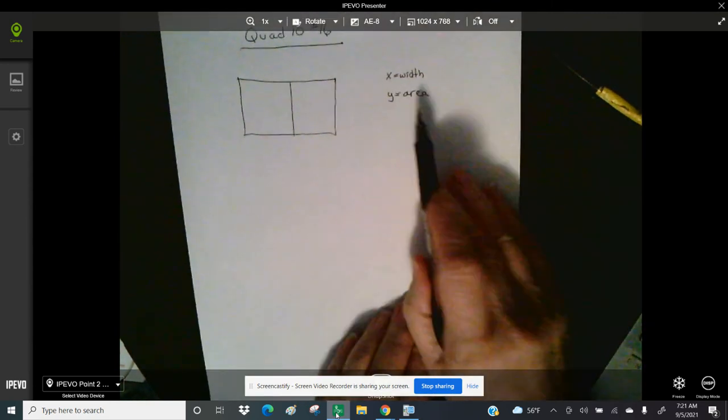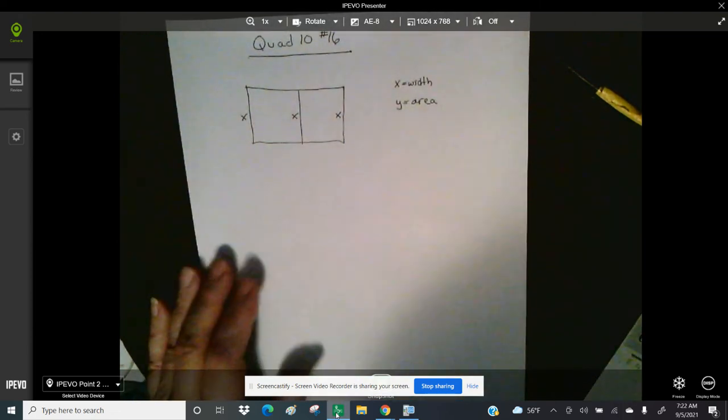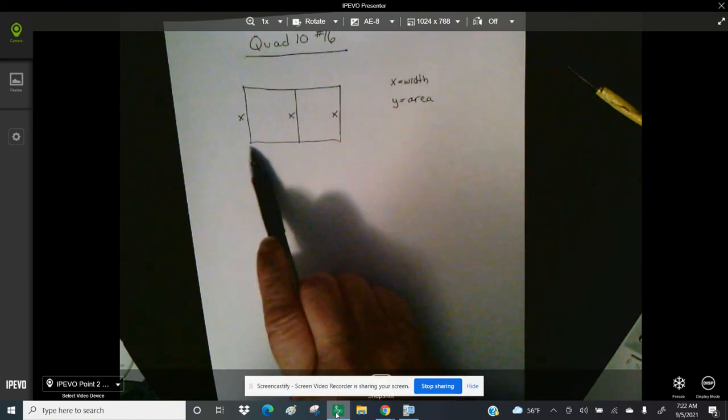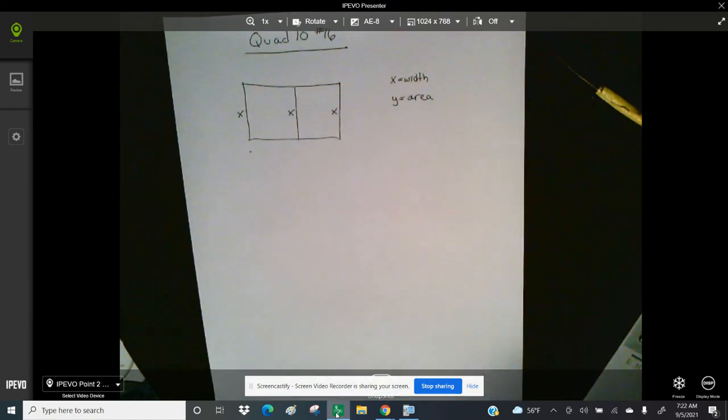Well, if I'm setting x equal to width, that means this will be x, this will be x, and this will be x. Now, had you said x equals length, then you just would have said this is x and this is x. It's not going to affect the outcome of the problem. Your equation will be a little different, but your answer won't change.